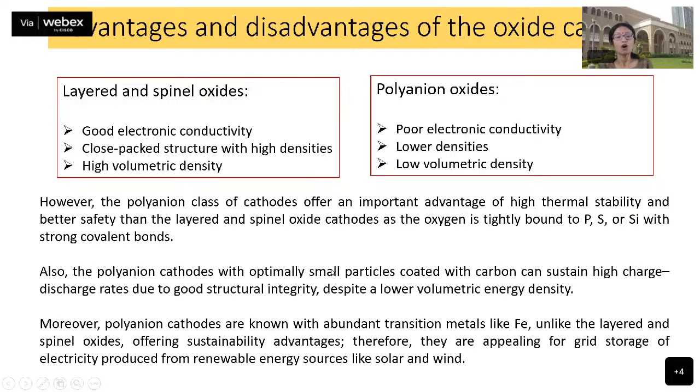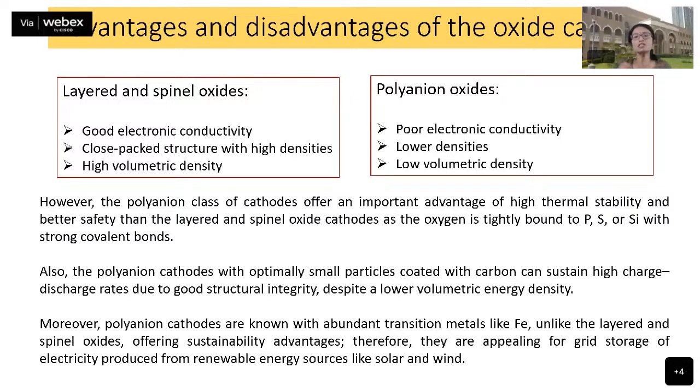But polyanion oxides offer an important advantage also, because they have very high thermal stability and better safety than the layered and the spinel oxides. In these cathodes, the oxygen is tightly bound to the phosphorus, sulfur, silicon with very strong covalent bonds. So the safety aspect is much higher for a polyanion oxide cathode. And small particles coated with carbon can sustain high charge-discharge rates due to very good structural integrity, though the volumetric energy density is low. If you have a low volumetric energy density, volumetric energy density means what? For the same amount of energy, you have to use a larger size.